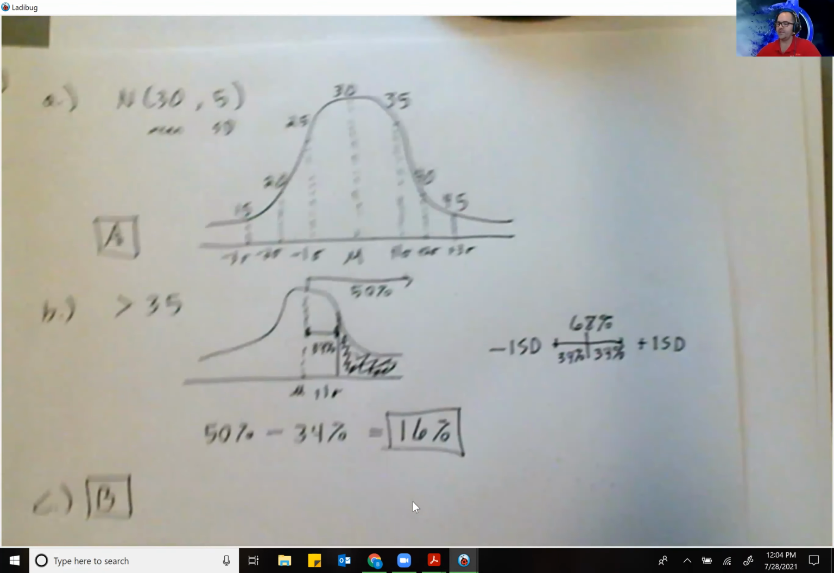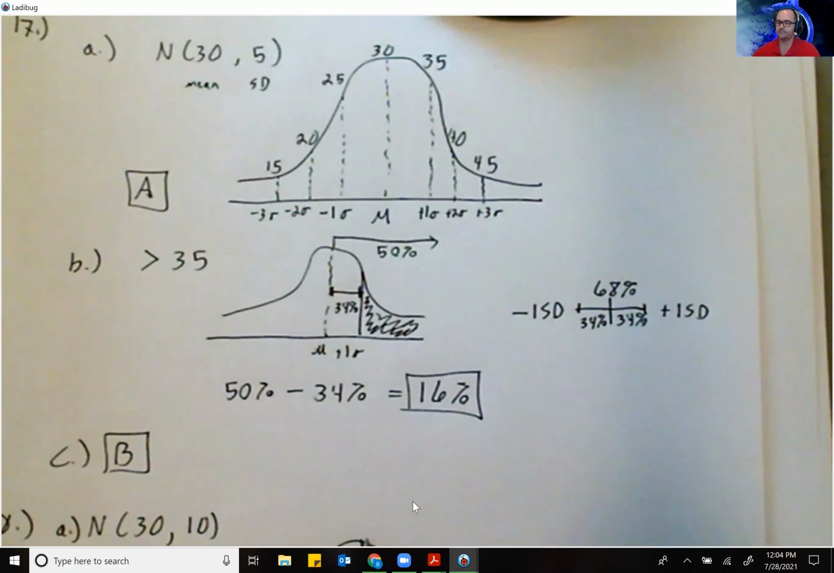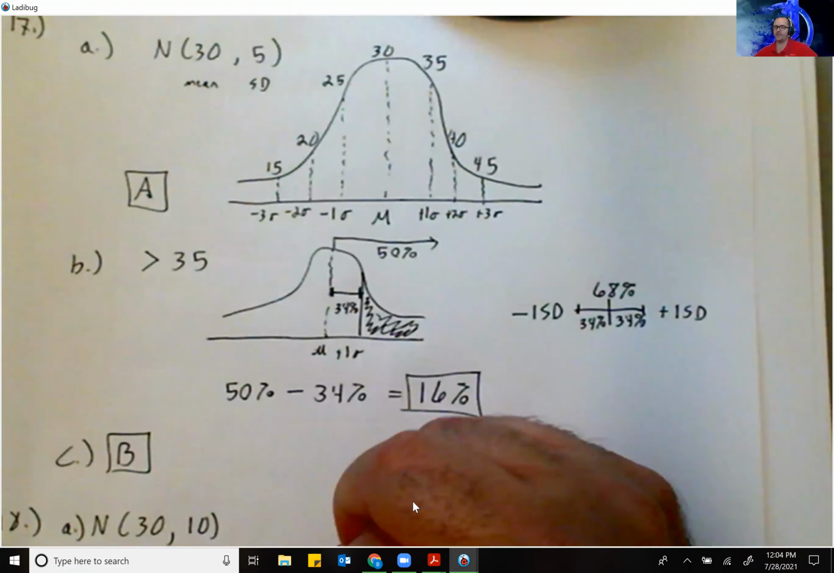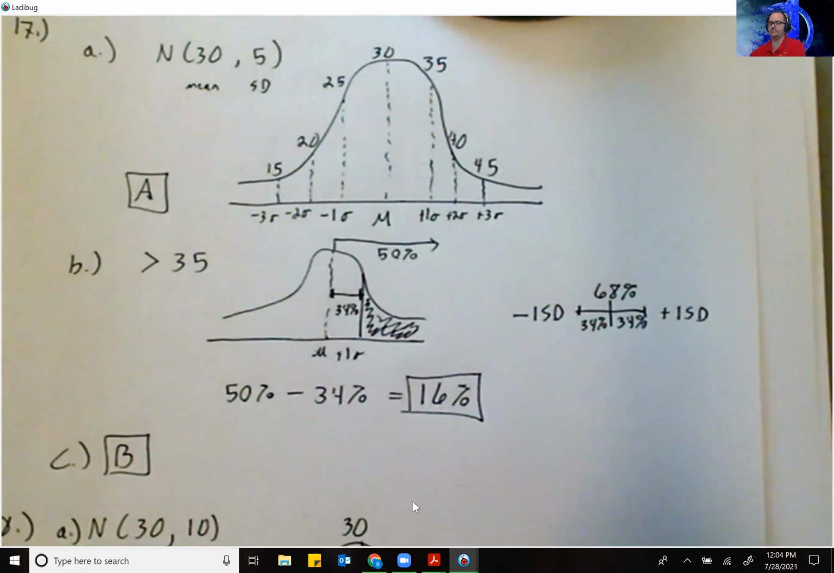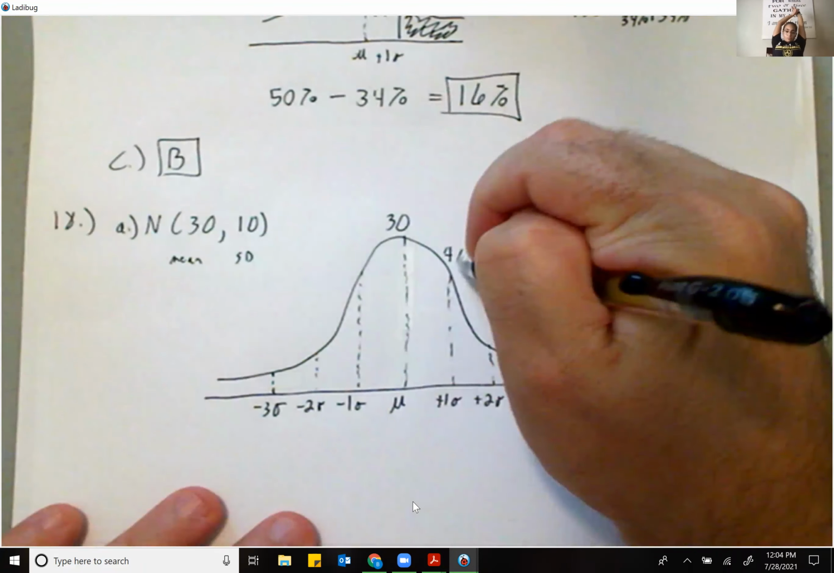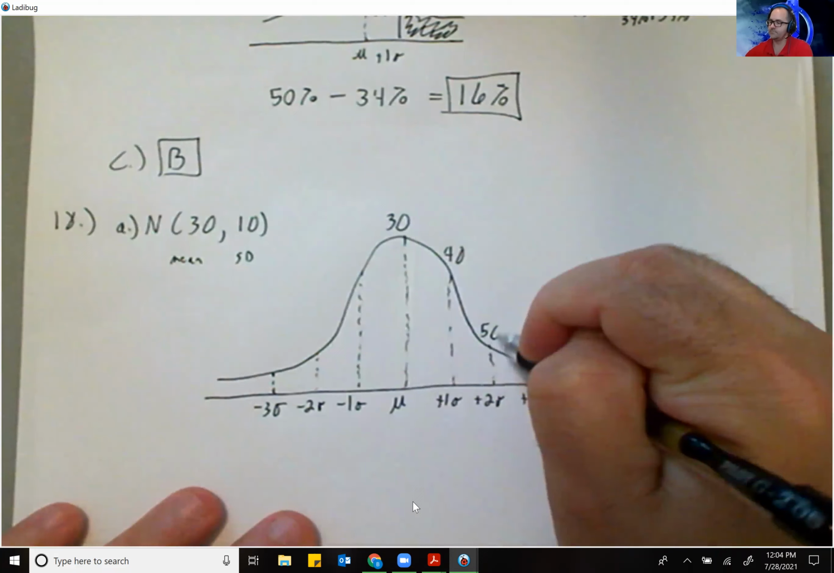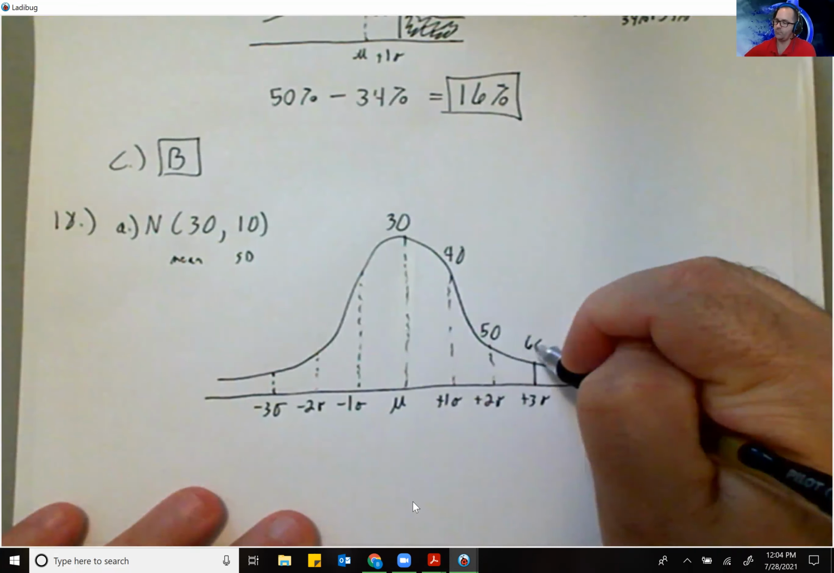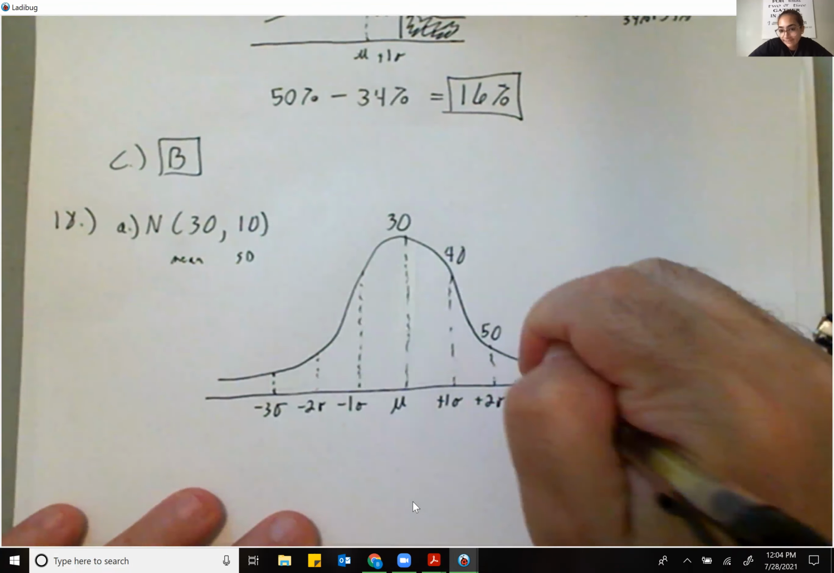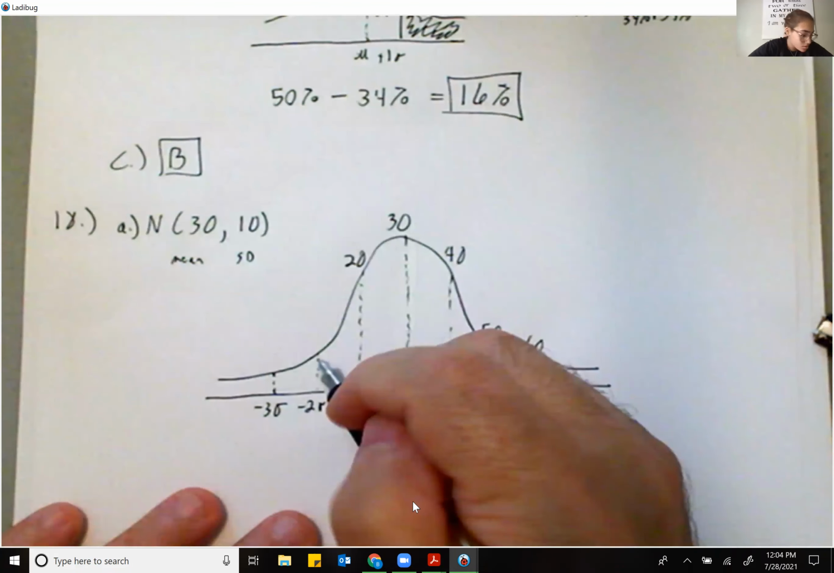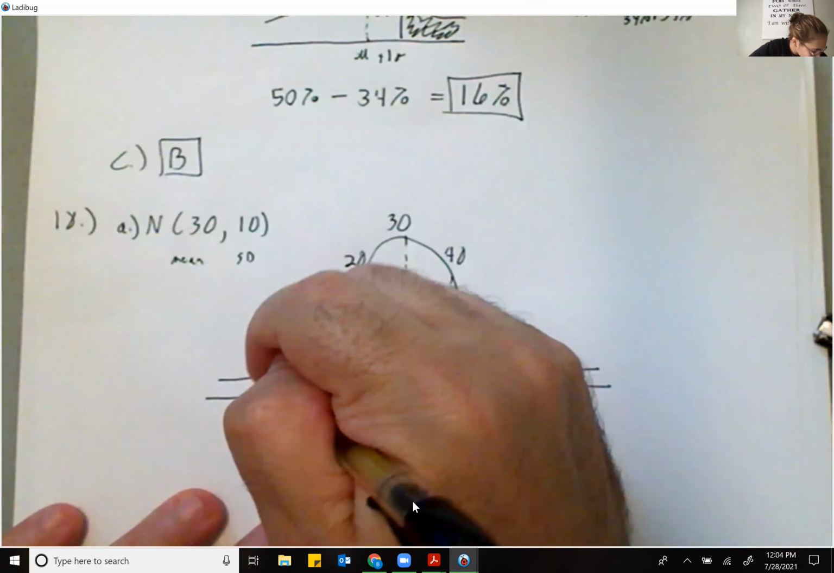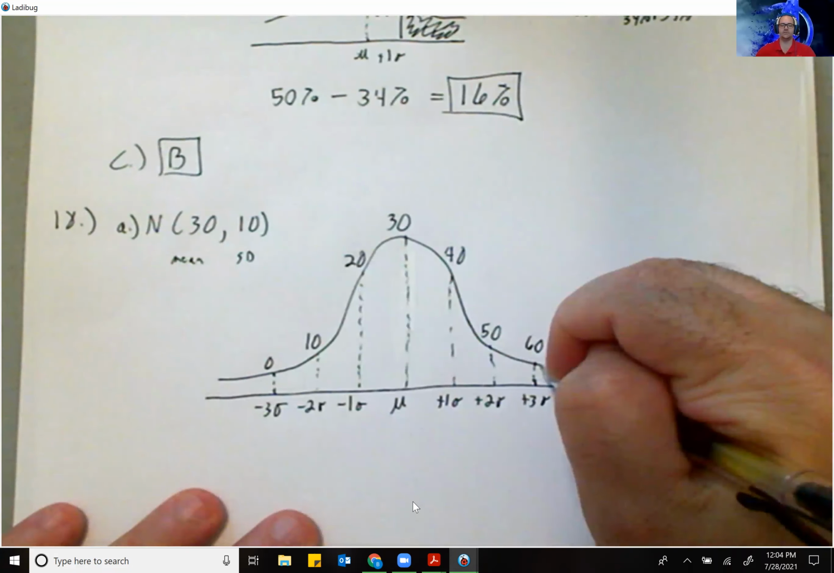So who goes in the middle then? 30. One standard deviation above. 40. The next one. 50. Next one. 60. All right, one standard deviation below. 20. Next. 10. Next. 0. Perfect.